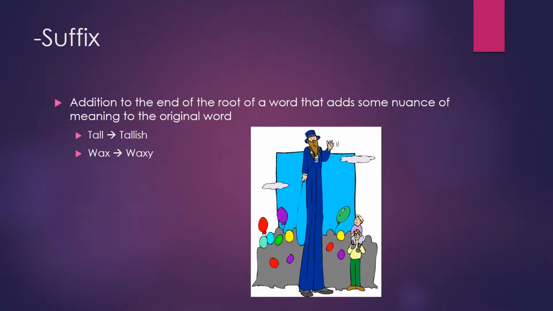All right, changing gears here. What is a suffix? A suffix is anything that you add to the end of the root of the word that adds a little bit of meaning to the original root. So if we have tall in English and we make it tallish, the suffix is ish. If we change wax to waxy, the suffix is the y. It just changes the meaning just a little bit.